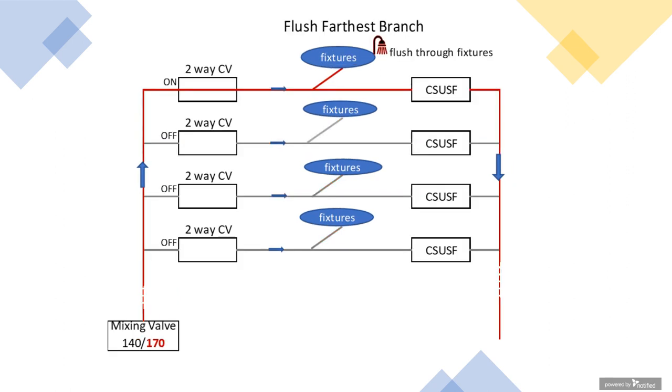So the first thing you do, in this type of a system, is you basically turn off all of the two-way control valves. This diagram only shows the top one being on, but you would initially turn off all the two-way control valves. You would change your mixing valve output hot water temperature to 170. You would make sure all the fixtures are on at the farthest branch, because that is going to be the first branch that you're going to do the thermal disinfection for.